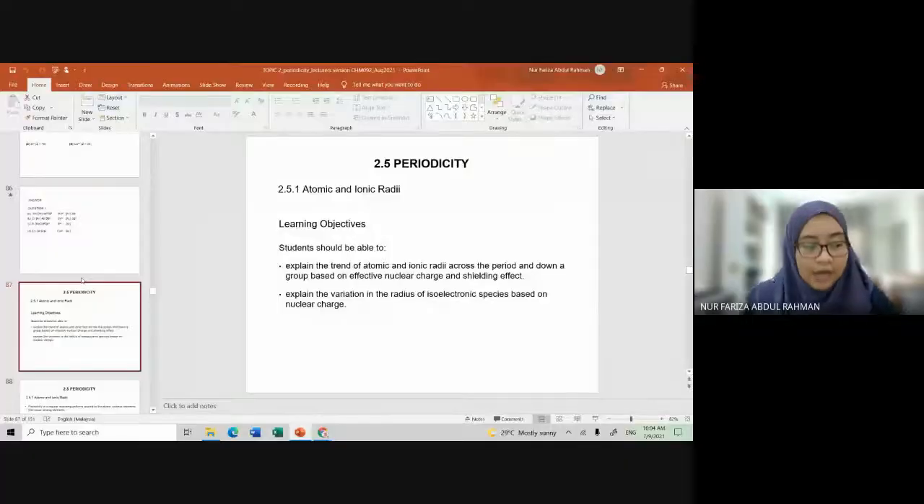Alhamdulillah, in yesterday's lecture, we completed the first part of topic 2, which is the electronic configuration, the last subtopic involving quantum numbers and whatnot. So that will be the first part. The second part of topic 2 is the periodicity.